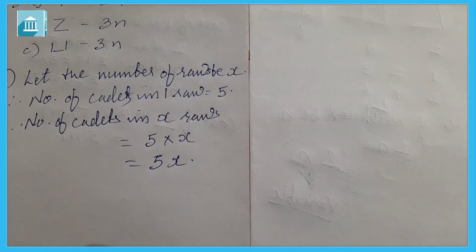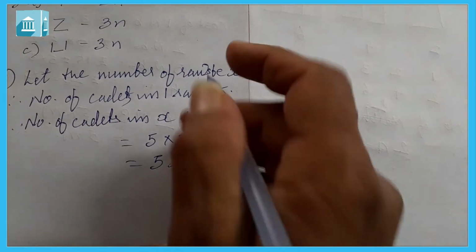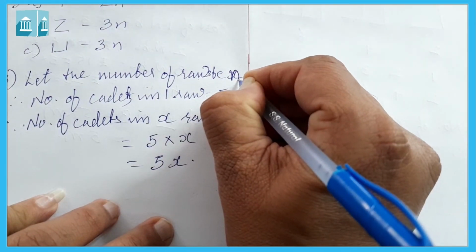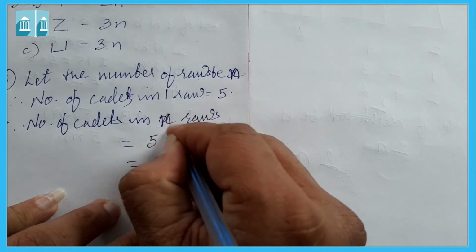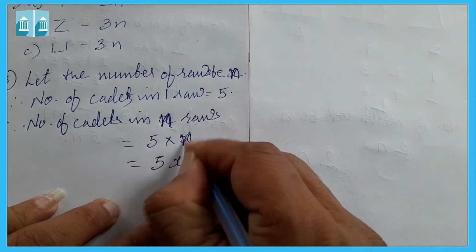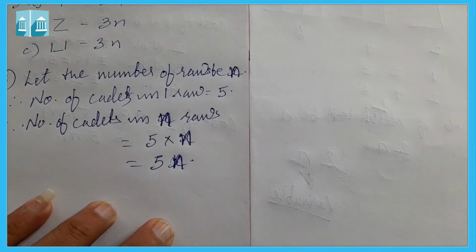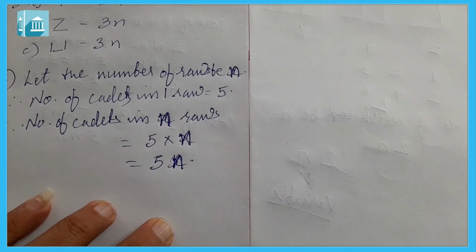Sorry, in question number 3 also it is given, use n for the number of rows. So here we had taken x, but we can take n also. So here it will be n rows, 5 into n, which is equal to 5n. Now let us see, this whole question you can do by yourself.